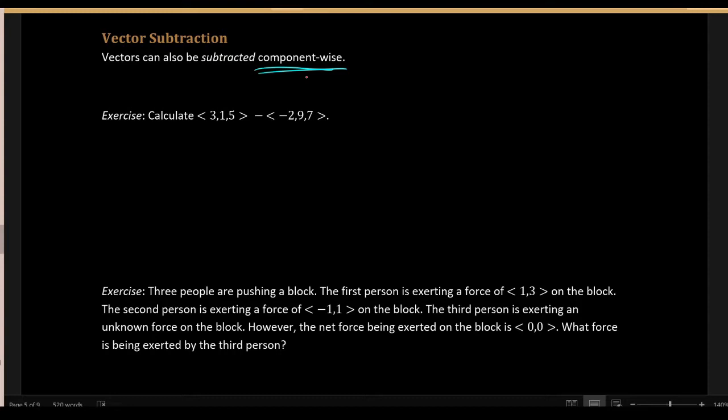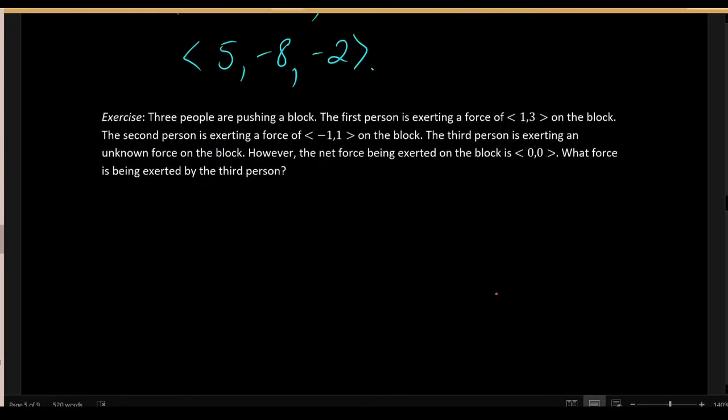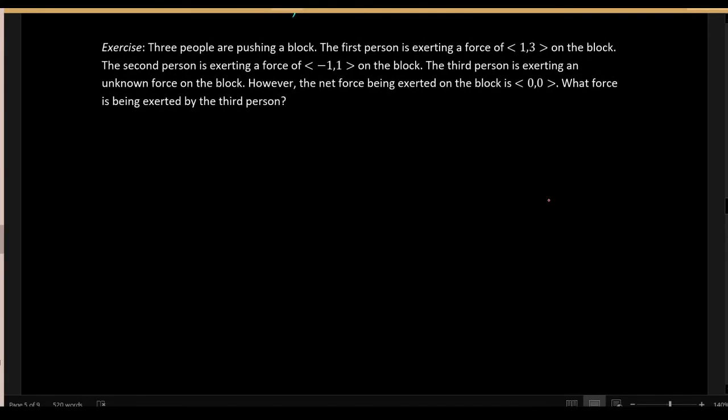As a quick example, suppose we wanted to take the vector 3, 1, 5 and subtract the vector negative 2, 9, 7. To find the result, I would take the x components and subtract those: 3 take away negative 2. I would take the y components and subtract those: 1 take away 9. And I would take the z components and subtract those: 5 take away 7.